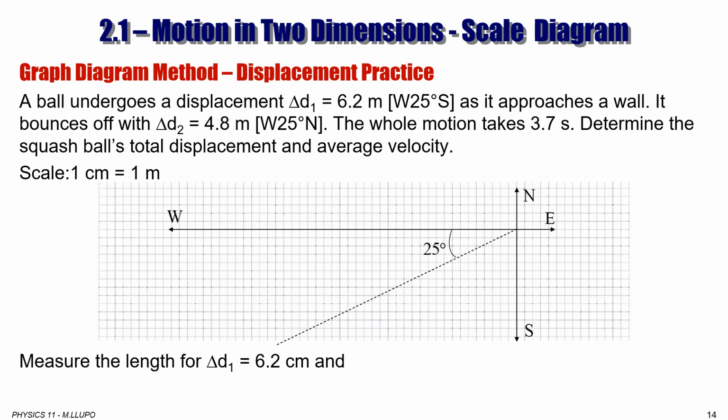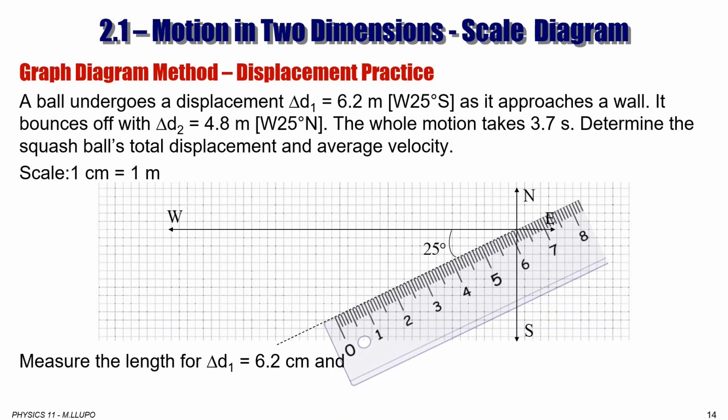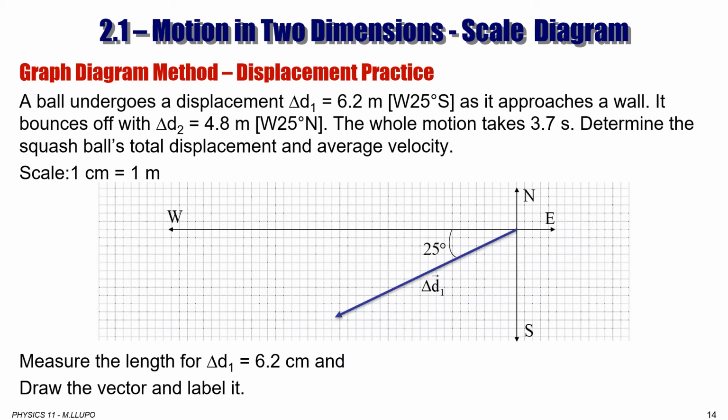Next step would be to measure the length of the vector itself. So I use a ruler to measure 6.2 centimeter. Make sure that it's very accurate, because 1 millimeter is a lot. So 6.2, and then I draw and label it.